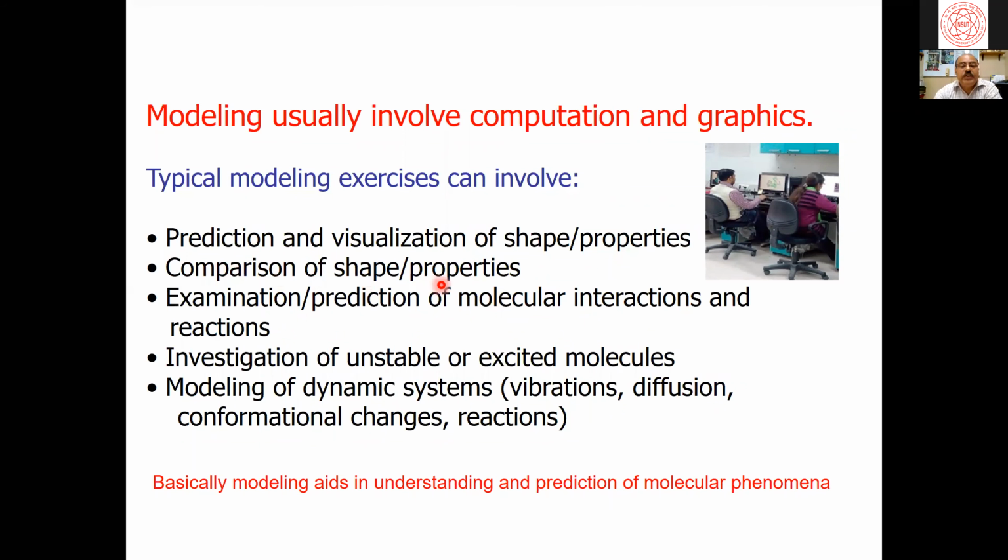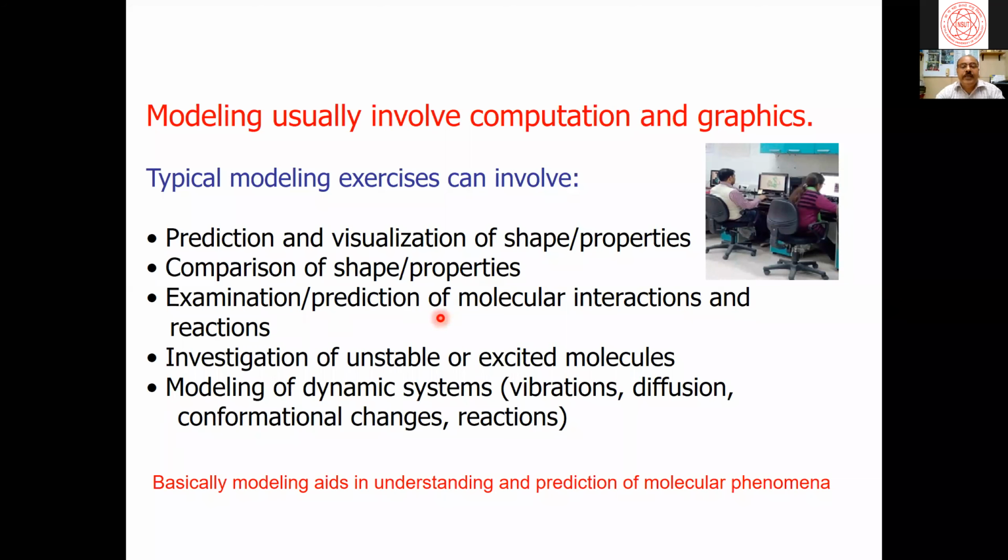You can compare the shape and the properties. Now, suppose you have two molecules, molecules A and B. They have a similar shape, but they probably differ in certain functional groups. These functional groups give different properties to different molecules, and these properties can be very well studied using the molecular modeling approach.